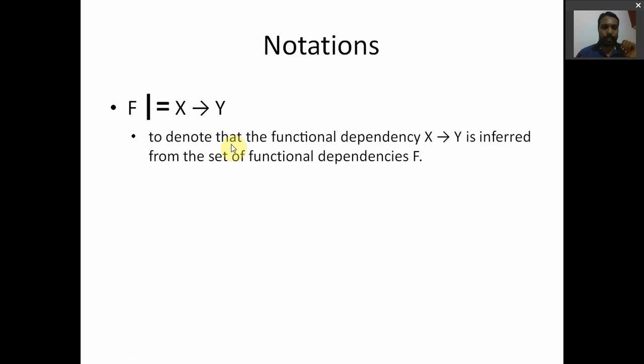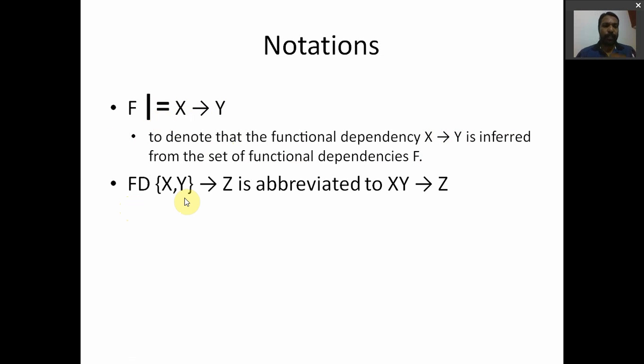Before going into Armstrong's inference rules, we should understand some notations that are used in these inference rules. The first notation is a symbol that will be used. F is a set of functional dependencies. This symbol denotes inferred by or implied by. So from F, we have inferred a new functional dependency X to Y. This is used to denote that the functional dependency X to Y is inferred from the set F.